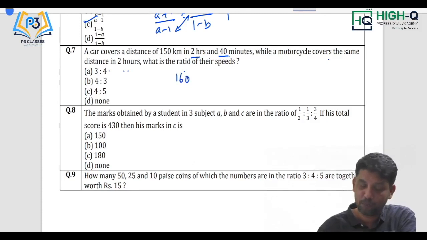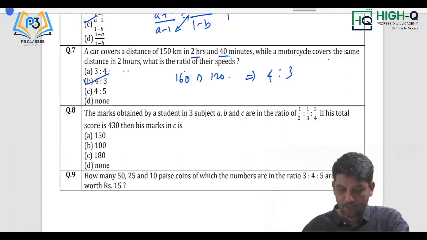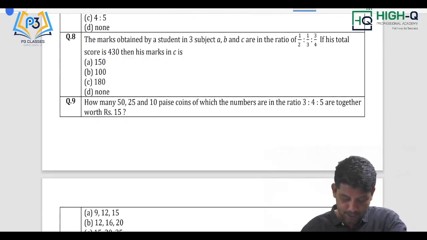Convert both into minutes. And 120 minutes, sir. Now convert into ratio. Are you getting 4 is to 3, my dear? So our answer is 4 is to 3. Okay. Next.